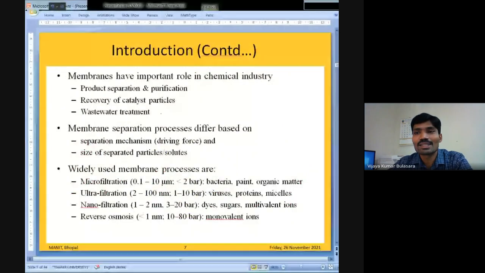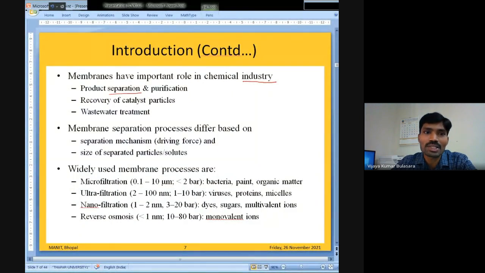Now, as we've seen in the previous example, in domestic filters also we use membranes for purifying water. Not only for the purification of water for drinking purposes, but there are many applications in industry. That means membranes can be used in chemical industries for various applications like product separation and purification. In certain reactions, if more than one product is formed, they can be separated, or if a solid product is produced and it is to be separated from the solution. So membranes are used for separation and purification of the products produced in the chemical industry.